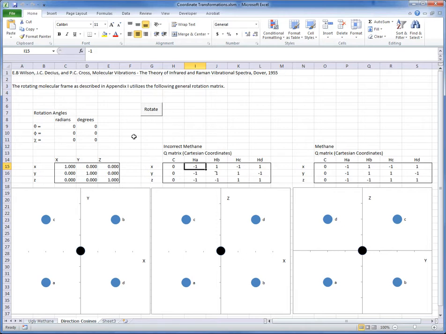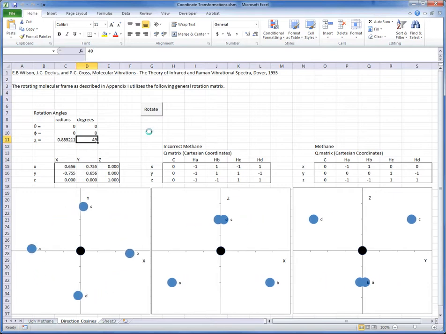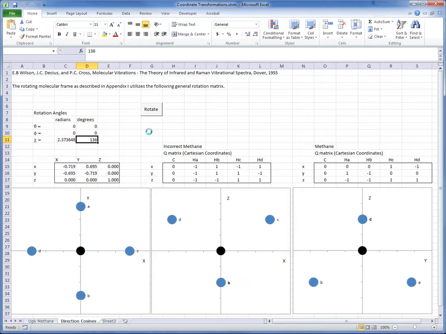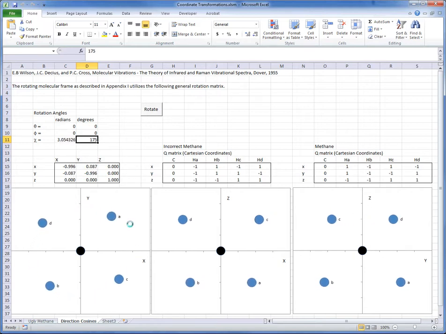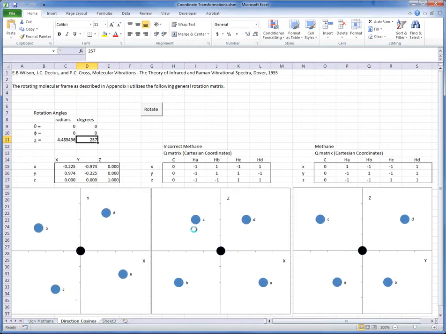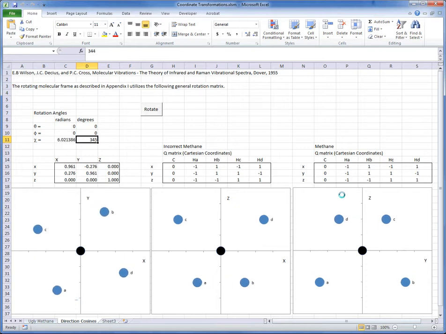And I've also written a small macro that will change this particular angle, chi, which is the rotation around the molecular axis. And you'll see when I hit the rotate button, it rotates methane. In this case, it's rotating it around the Z axis. Here we have the view down the Z axis. Here we're looking down the Y axis. And in the third graph, we're looking down the X axis.